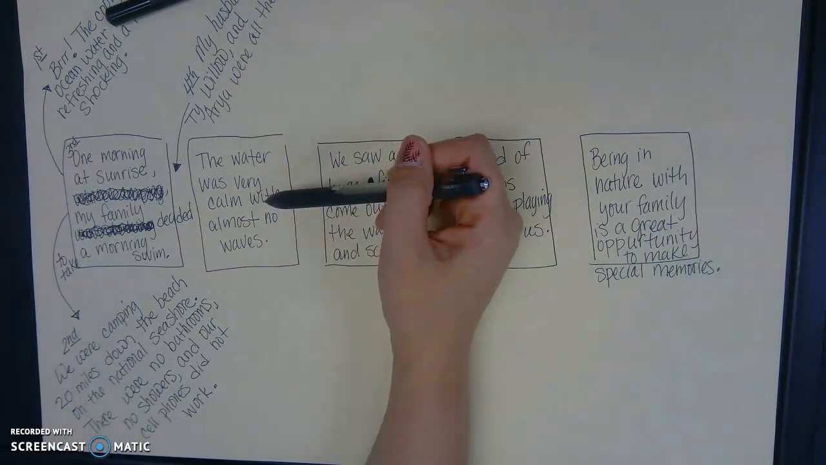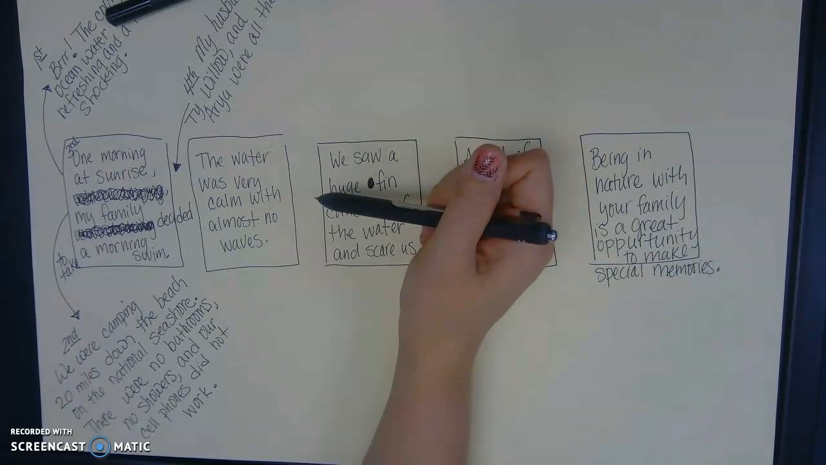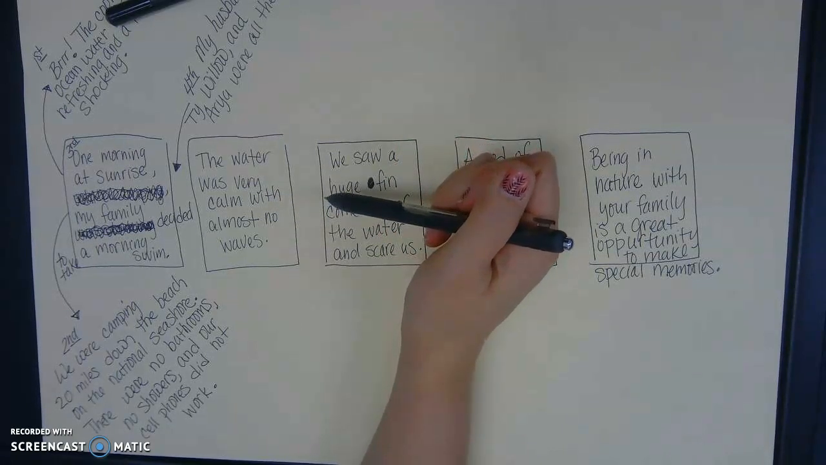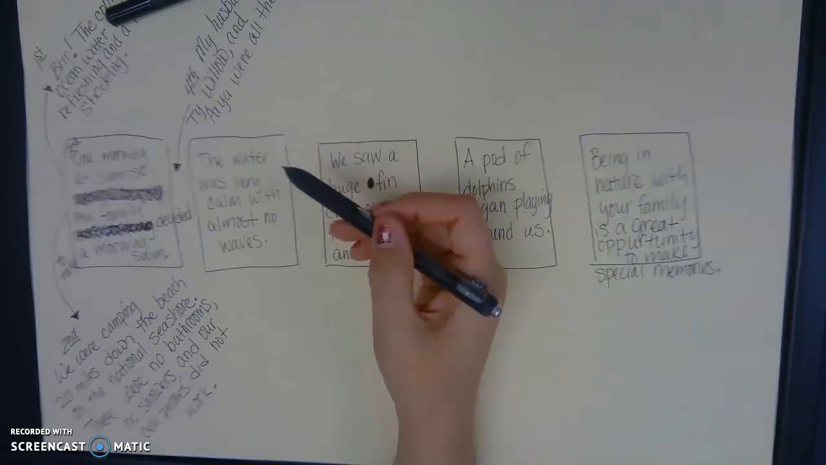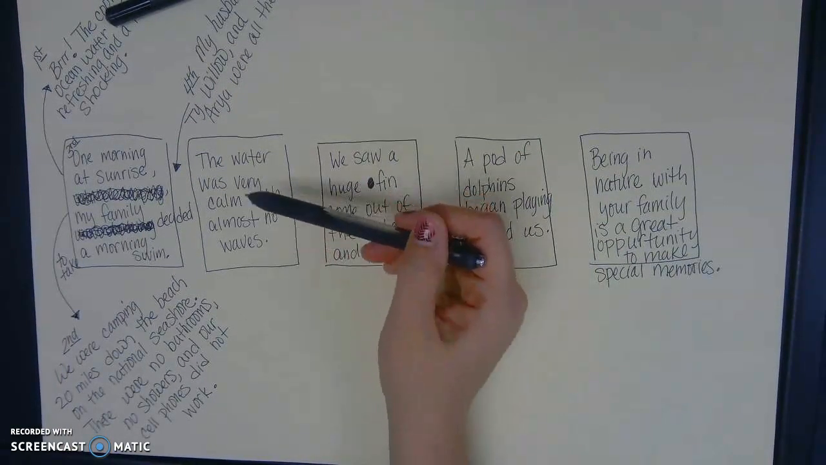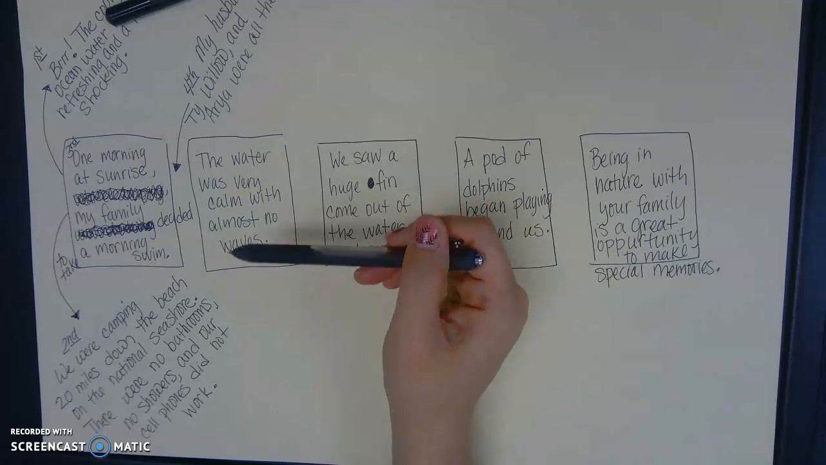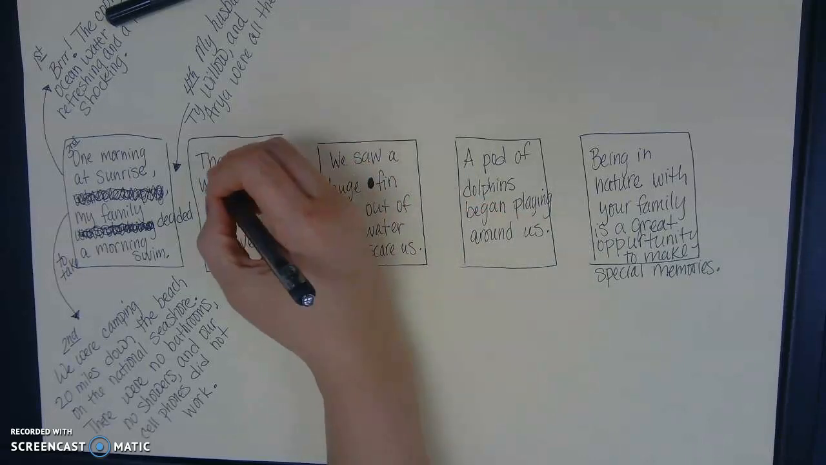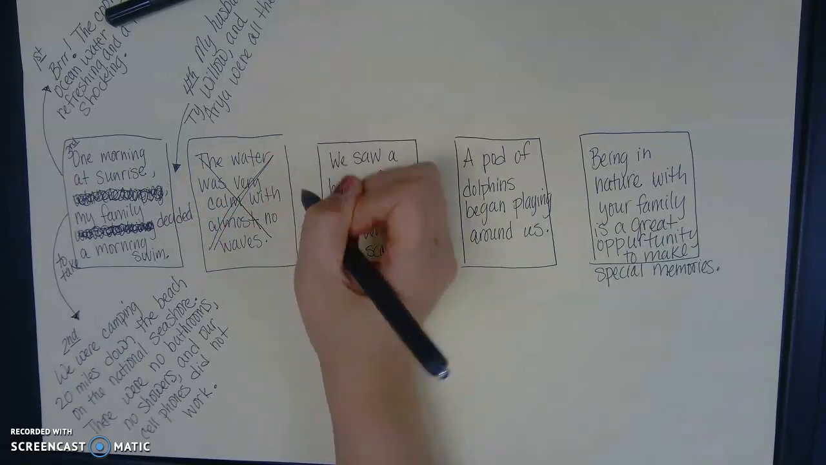We've been talking about similes, we've been talking about personifications, and I tried to think about that as I was adding in my details to see if I could do what the amazing authors we've been reading about do. I could kind of model what they do. So instead of saying the water was calm, I want to show that with some figurative language. So I'm going to change this right here.